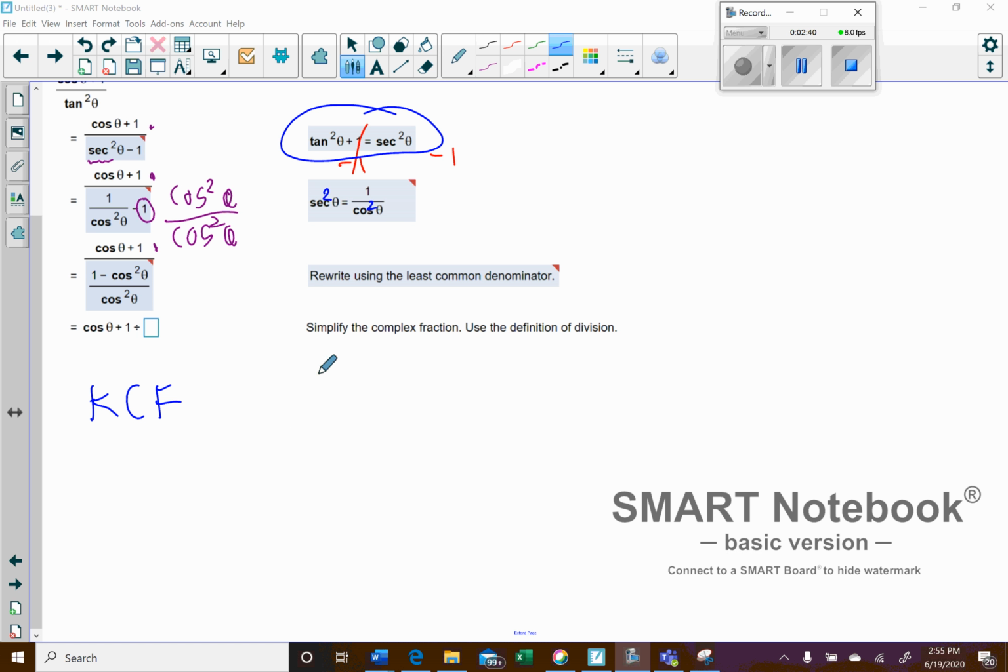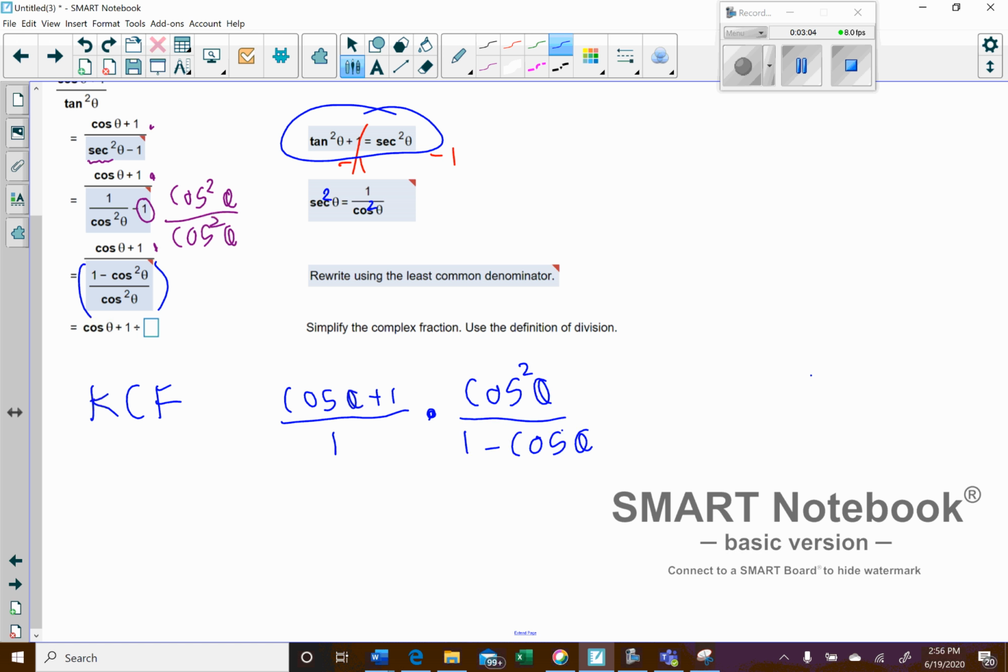But what we'll do here is we'll have cosine of theta plus 1. I'll put that over 1. And then we're going to change it to multiplication. And then you've got to flip your denominator right here. And so that's going to be cosine of theta squared all over 1 minus cosine of theta squared.